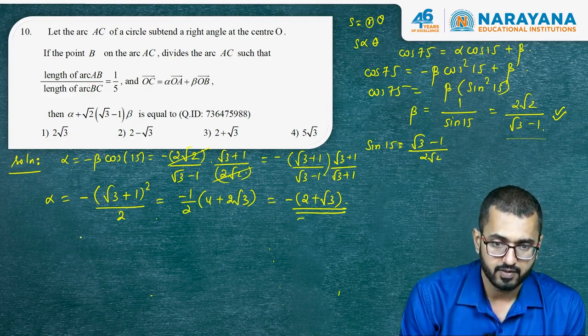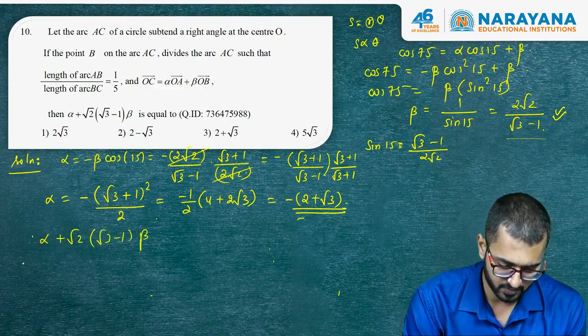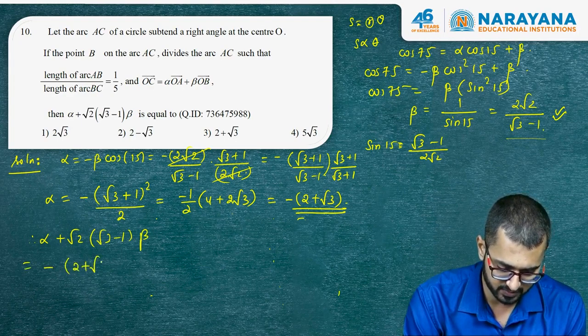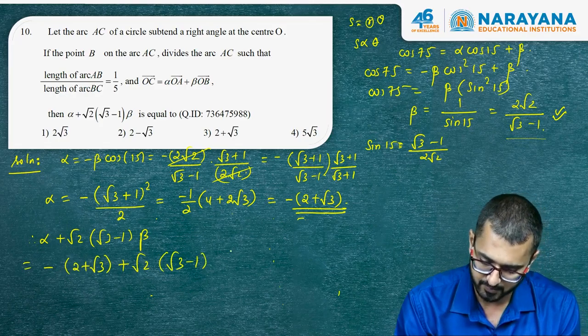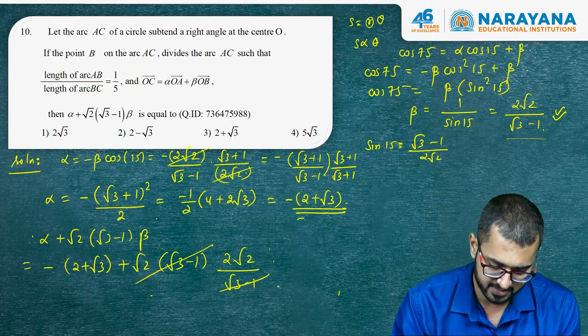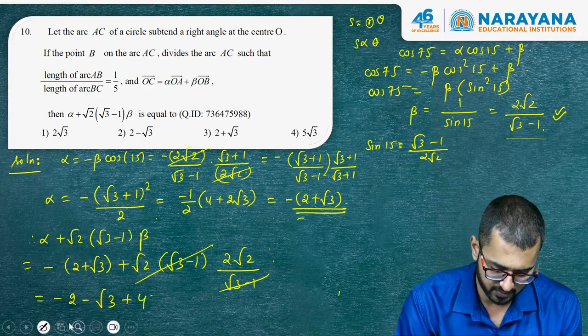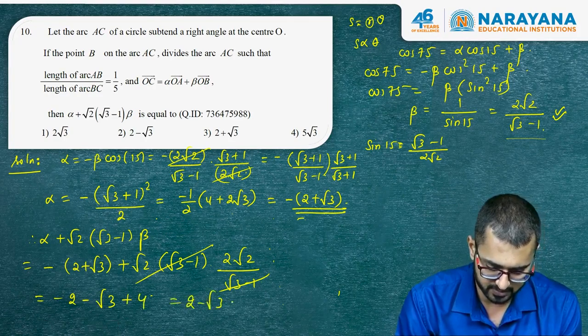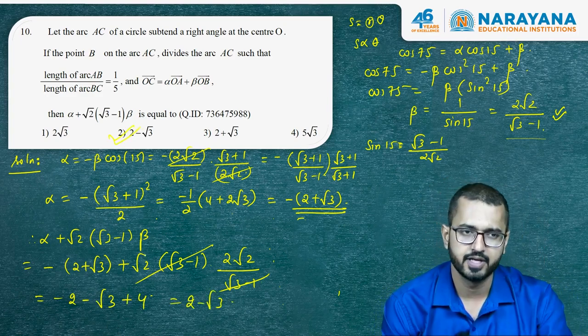So we found the value of alpha and beta. Now let's plug in. We want alpha plus root 2 into root 3 minus 1 beta. So alpha is minus of 2 plus root 3, plus root 2 remains as it is, root 3 minus 1, and beta is 2 root 2 over root 3 minus 1. So this root 3 minus 1 gets cancelled, and this becomes minus 2 minus root 3 plus 4. So this gives me 2 minus root 3. That makes our option 2 correct. So coming to the next part, question number 11.